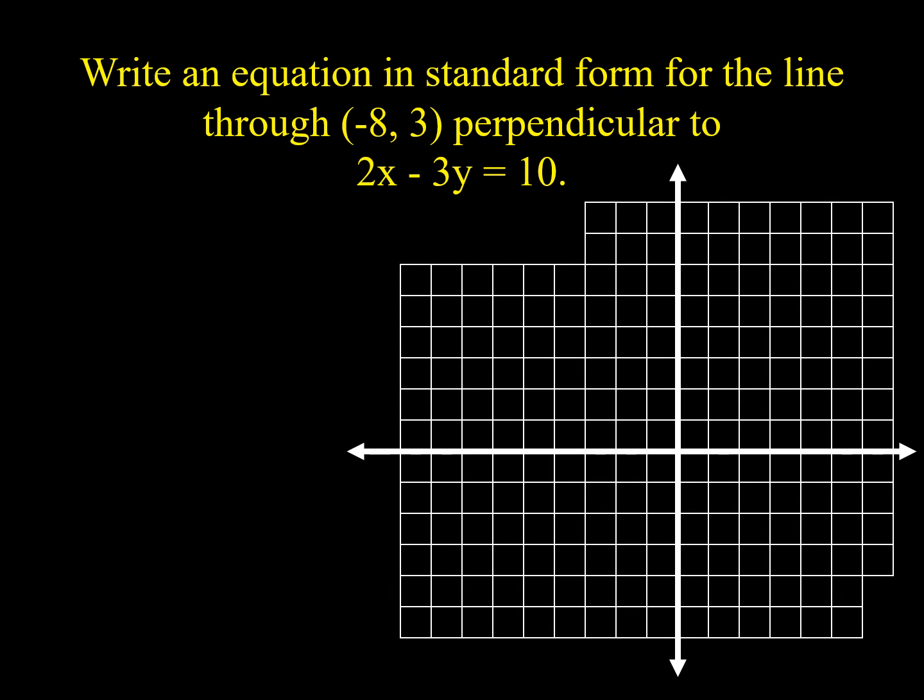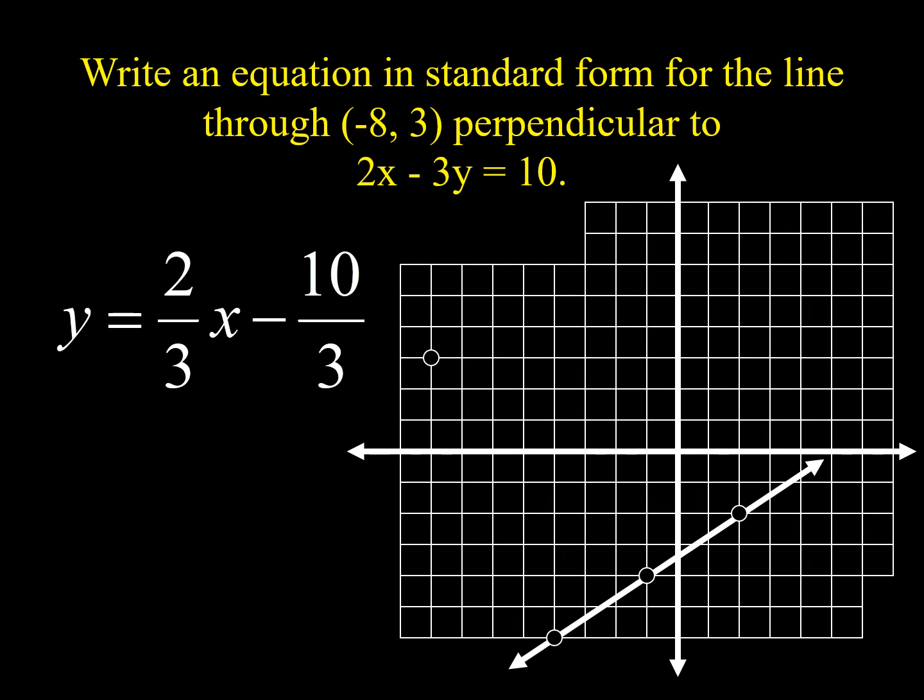Now let us take a look using the graph. First we are going to graph y = 2 over 3 x minus 10 over 3. So this is the graph. And the other one, y = negative 3 over 2 x minus 9. So that's it. Really, they are perpendicular to each other.